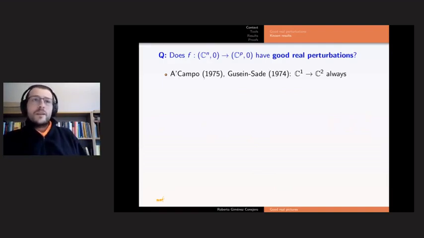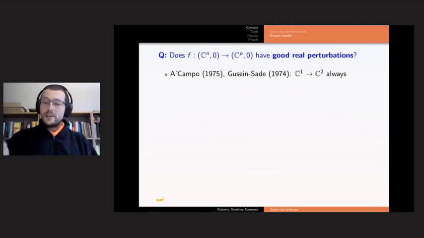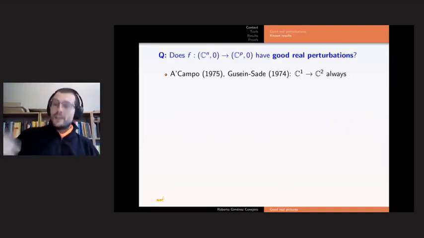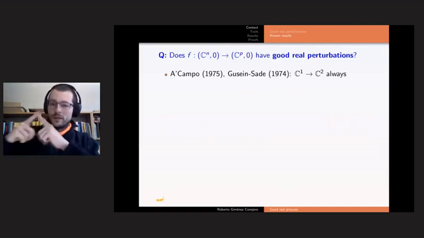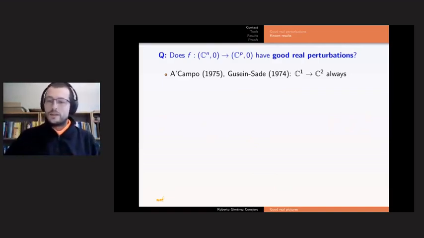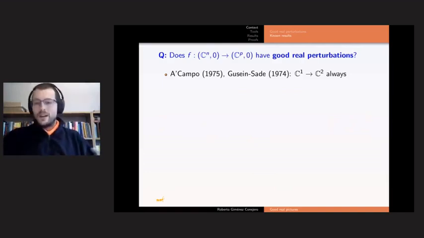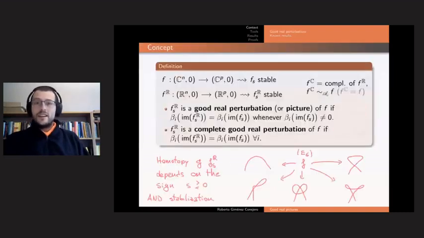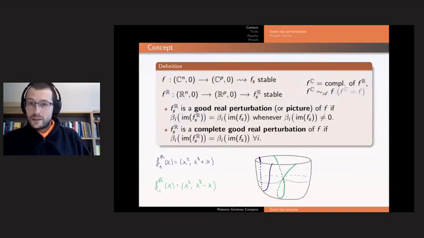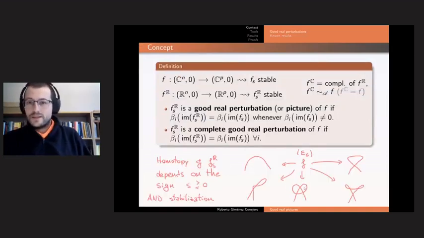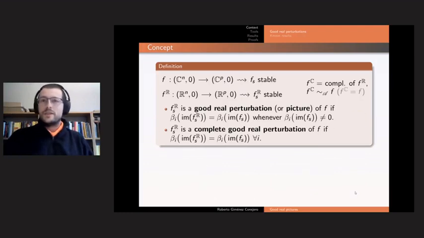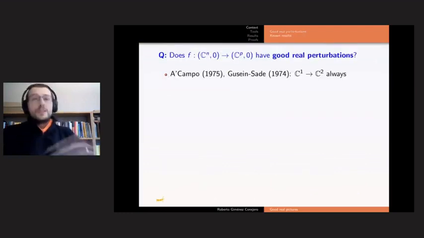The first reference is from A'Campo and independently Gusein-Zade, who were not worried about good real perturbations, but about something equivalent: you have a plane curve singularity, and you wonder if you have a real deformation with the maximal number of double points. So, if you can realize the delta invariant of the curve in the real deformation. But in these dimensions, it is equivalent to having a good real perturbation, like in this example. In this example, it happens. And also in this example, you have this and this. They are good real deformations. So this is the first reference.